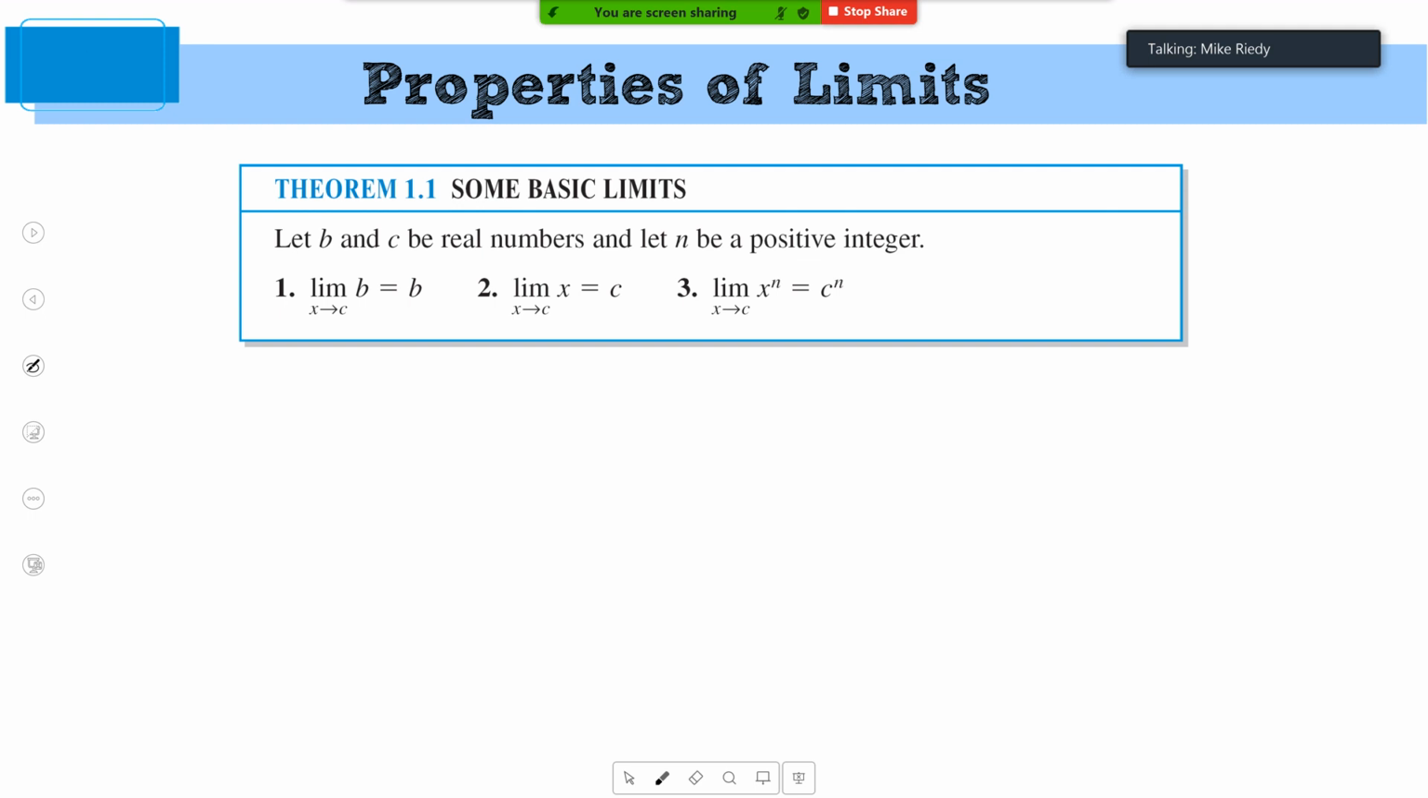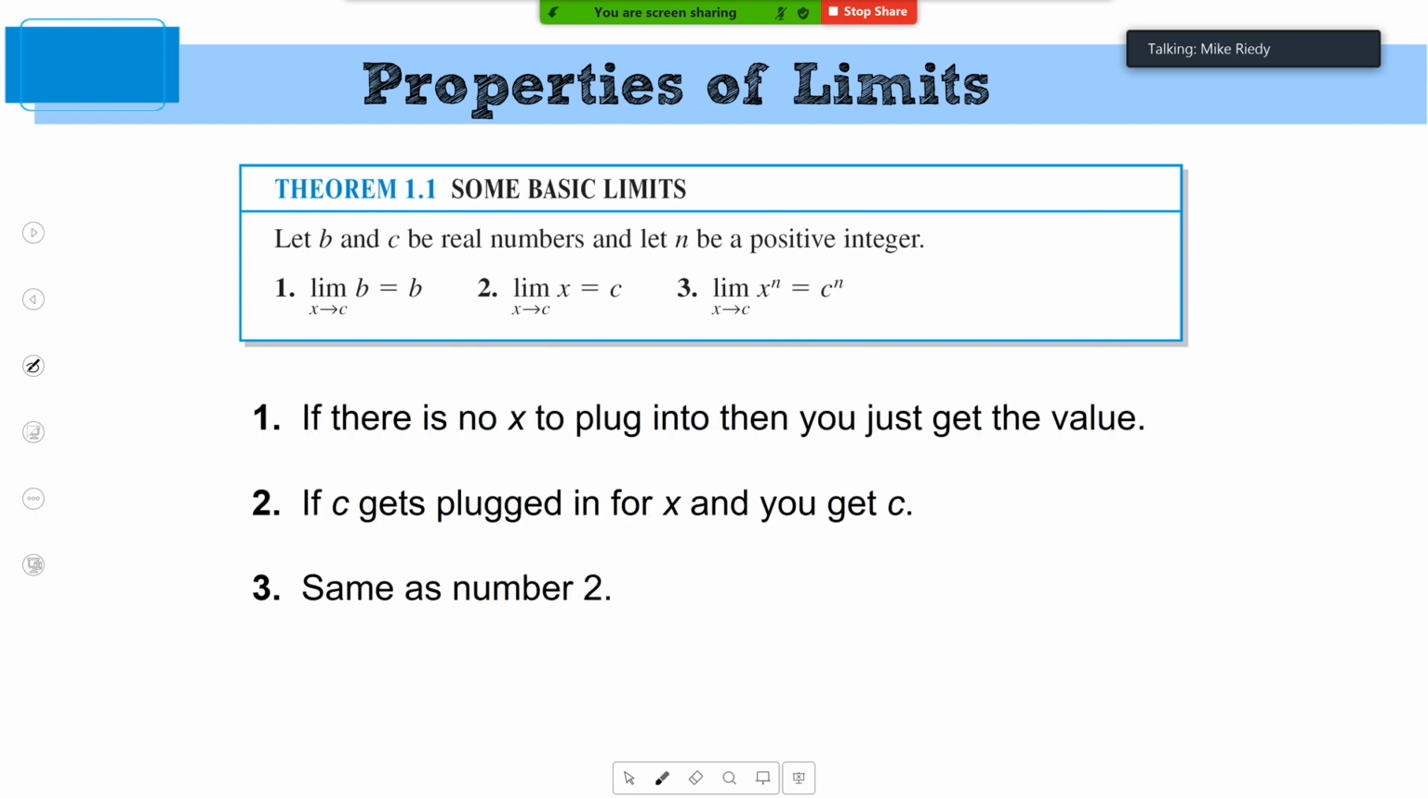Number 2 is a fancy way of saying plug and chug. Put c in for x, we're good. 3 is, again, plug and chug. Okay. So again, blue rectangle from the book, not in English, steps 1, 2, and 3. In English, hopefully a little bit easier to understand. Okay, we good?